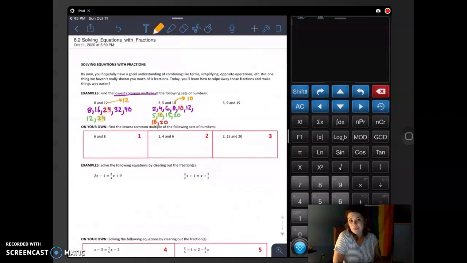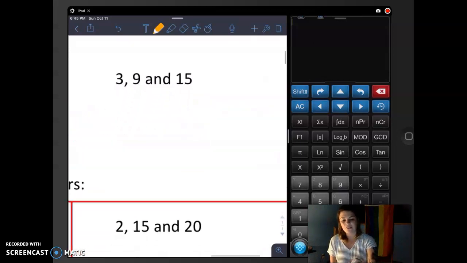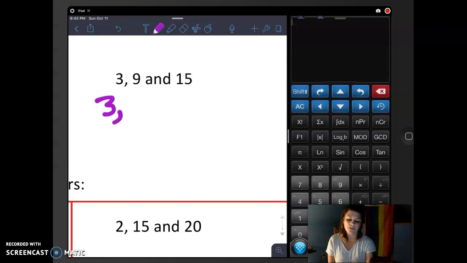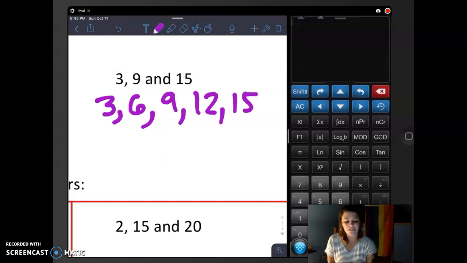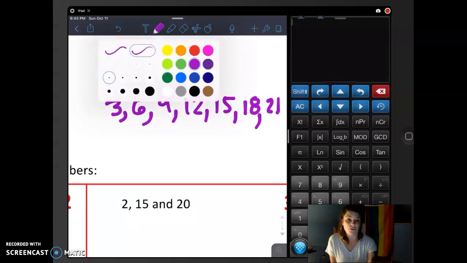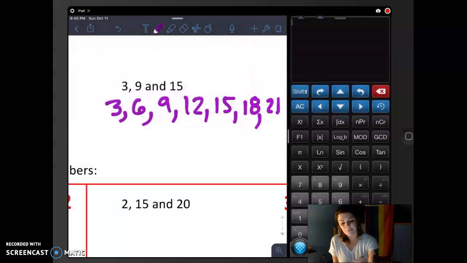All right, last example for me, and then you're going to take over. We got 3, 9, and 15. So let's start with 3. 3 times 1 is 3, times 2 is 6, times 3 is 9, times 4 is 12, and then 15, and then I could keep going. And sometimes you might need to keep going for a while and make a really long list before you can find ones that are the same.